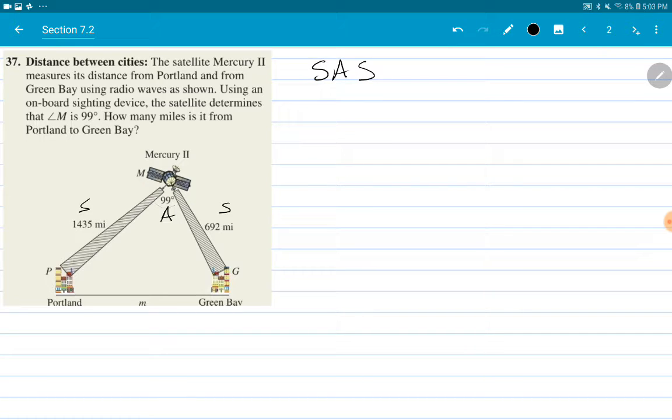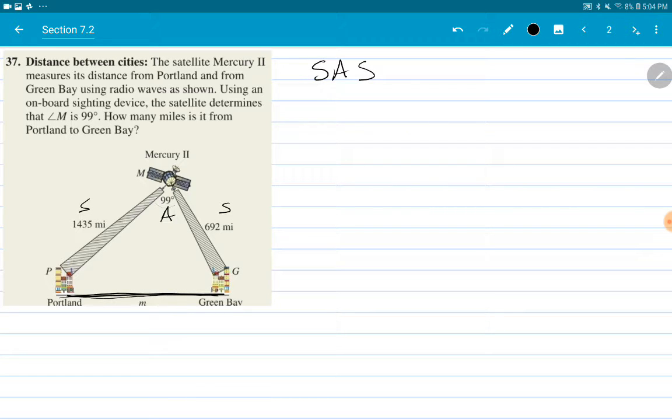And we need to solve for the third side of the triangle. So we don't even need those other two angles. We know all angles are acute because of the way the satellite is set up here. Well, I guess assuming that satellite is between Portland and Green Bay. Regardless, we just want this last side.